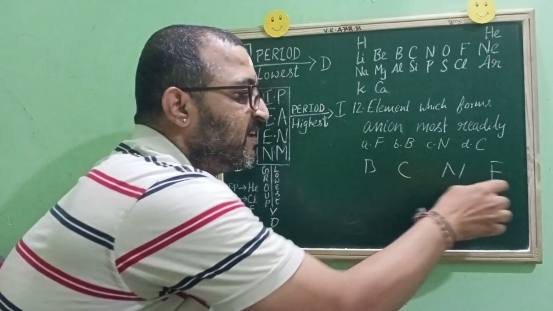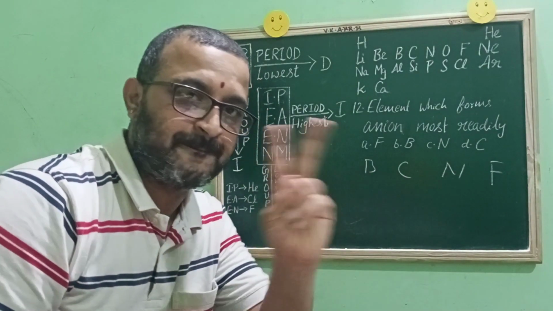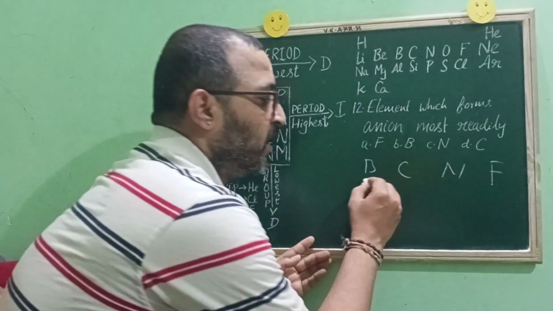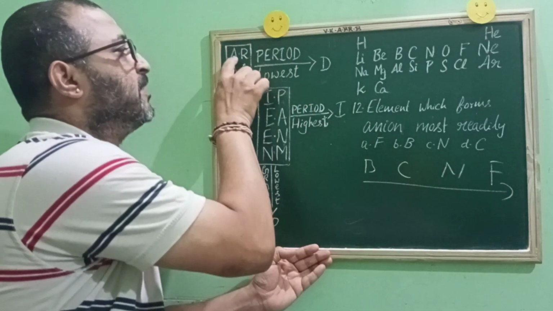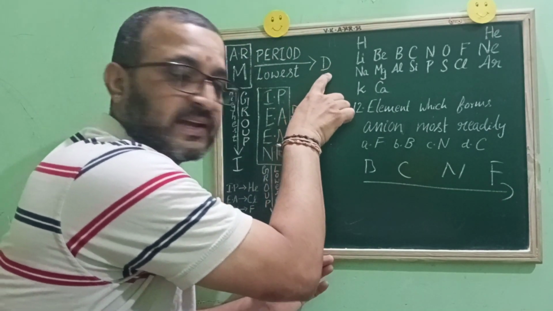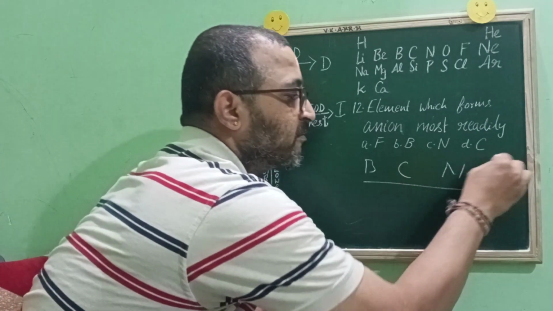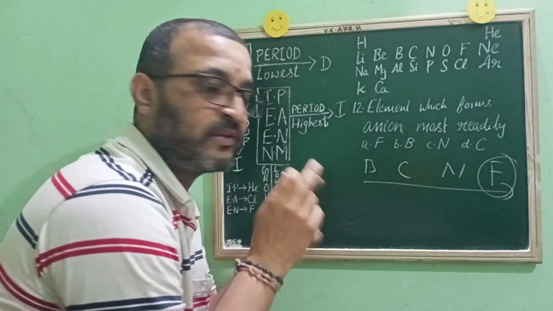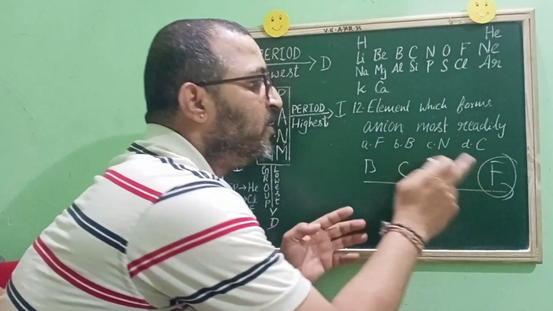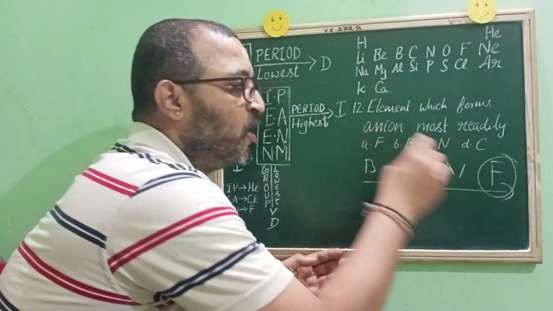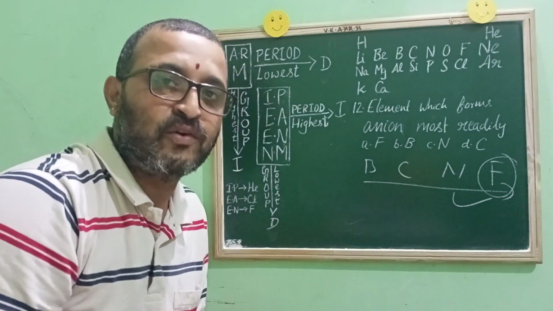Now, common sense says that these elements belong to period 2. So, when you go across the period, the atomic radius is going to what? Decrease. Out of these 4, the smallest is fluorine. So, fluorine has got more tendency to form anion. So, the answer is fluorine.